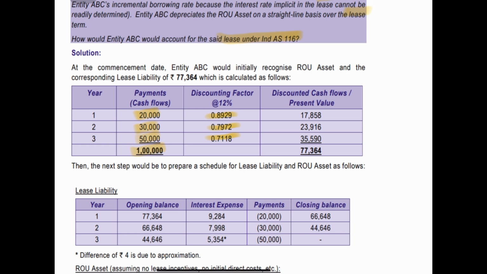So the present value of 20,000 rupees will be 20,000 multiplied by 0.8929, that is 17,858. Similarly for 30,000 you will get 23,916, and for 50,000 you will get 35,990, and the sum of the present value of all the 3-year lease payments comes to 77,364. So 77,364 is the value of the lease at the beginning of the lease term.